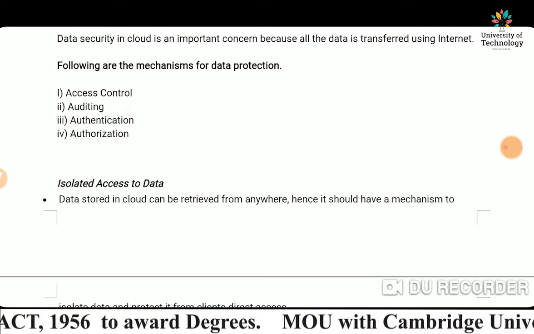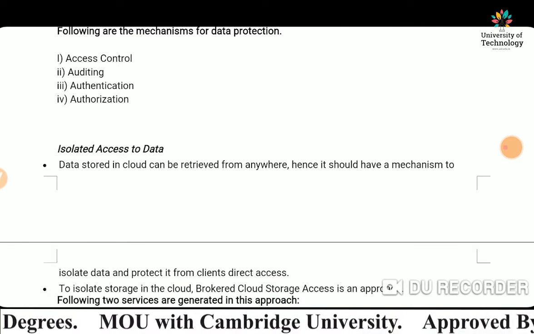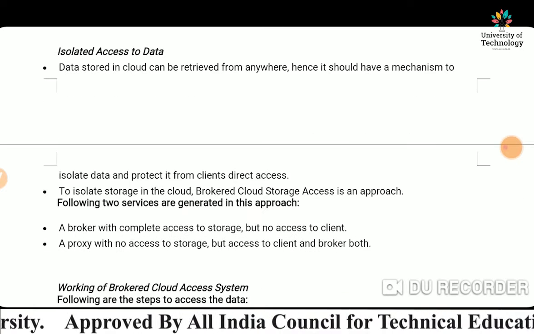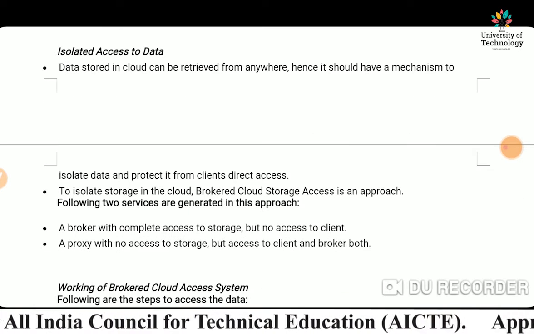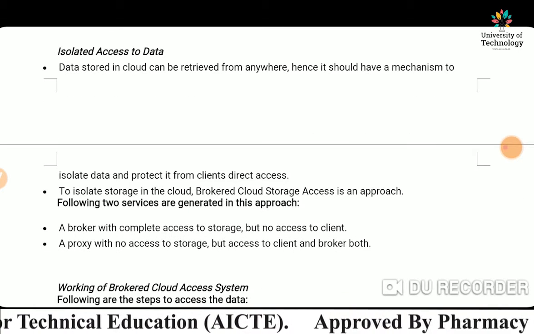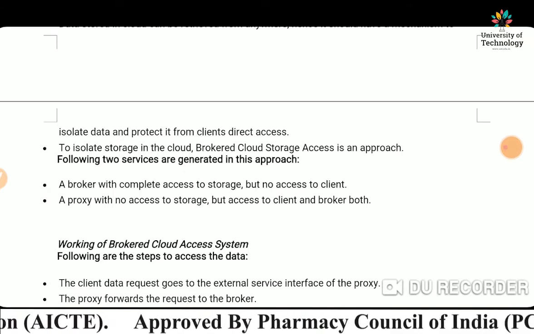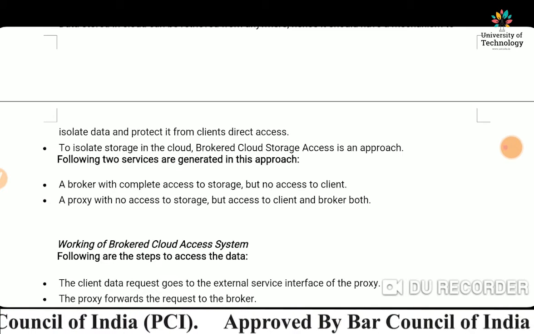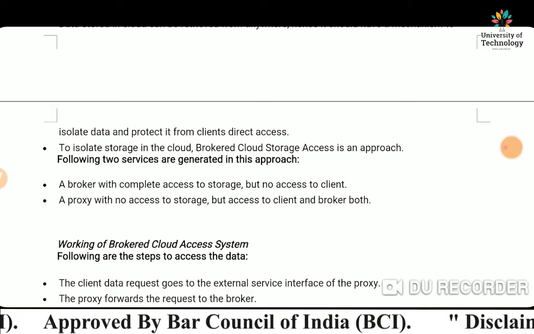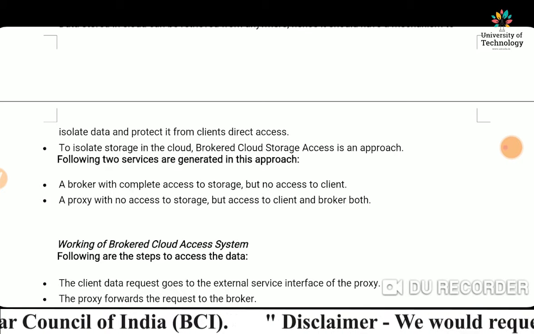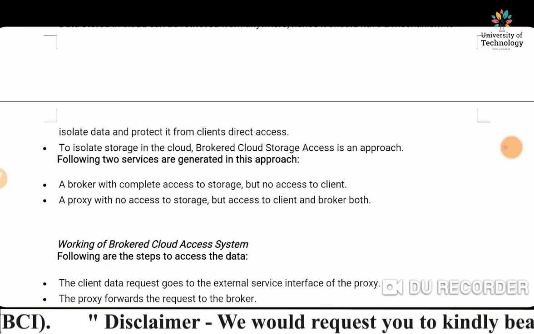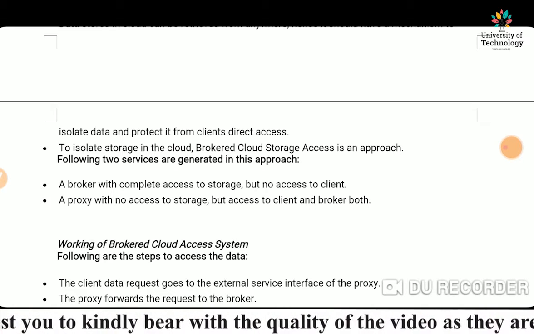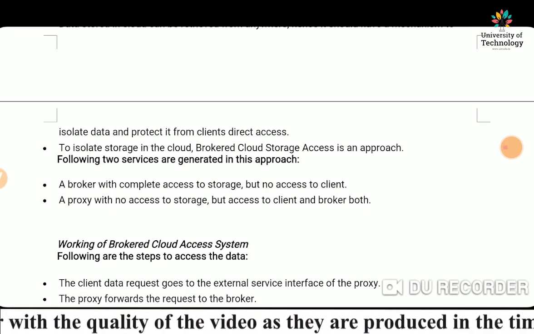Next, isolated access to data. Data stored in cloud can be retrieved from anywhere, hence it should have a mechanism to isolate data and protect it from clients' direct access. To isolate storage in the cloud, brokered cloud storage access is an approach. So the following two services are generated. First, a broker with complete access to storage but no access to client.